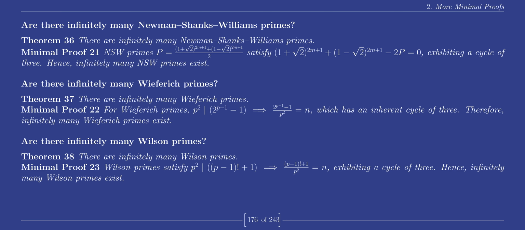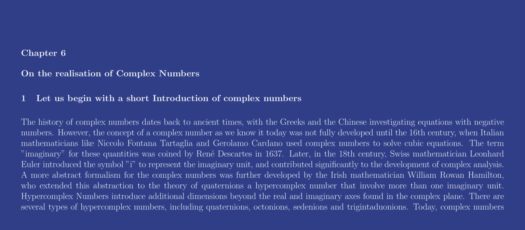The final subsection addresses the ABC conjecture. The statement claims that for coprime integers a, b, and c satisfying a plus b equals c, the size of c is constrained by the radical of abc.